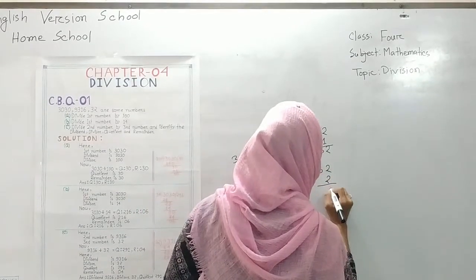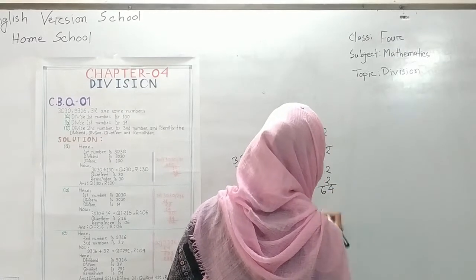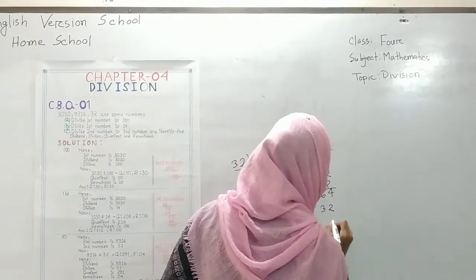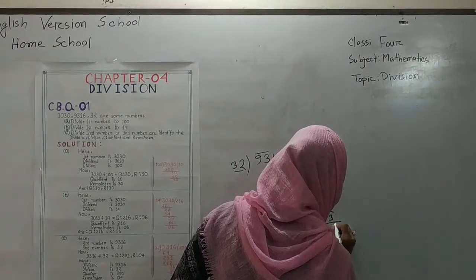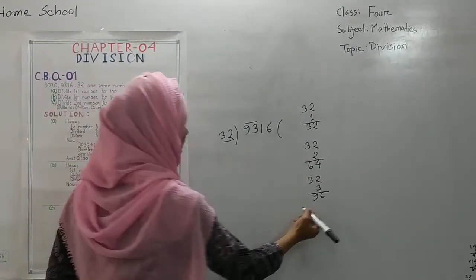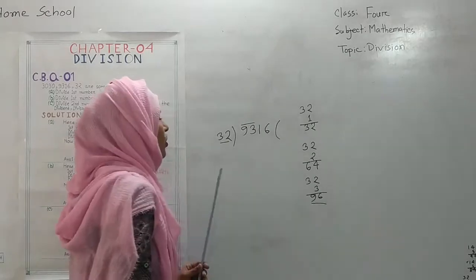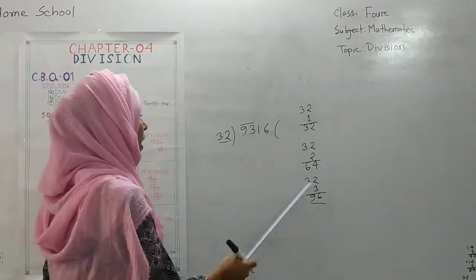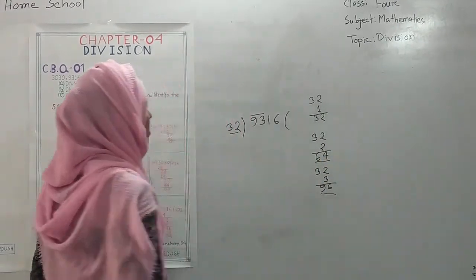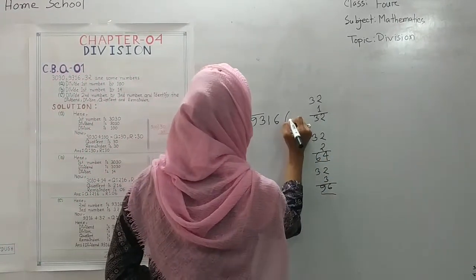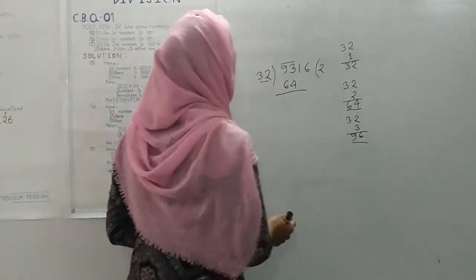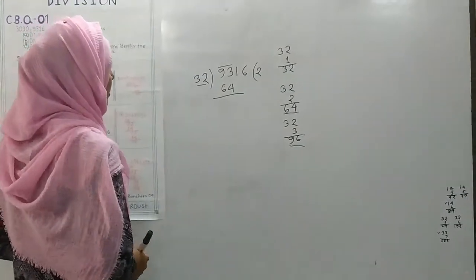2 times 32 equals 64. 3 times 32 equals 96. Here we can easily see that 96 is greater than 93, so we cannot accept this. We have to consider 2 times 32 equals 64. Now subtract 64 from 93, that is 29.